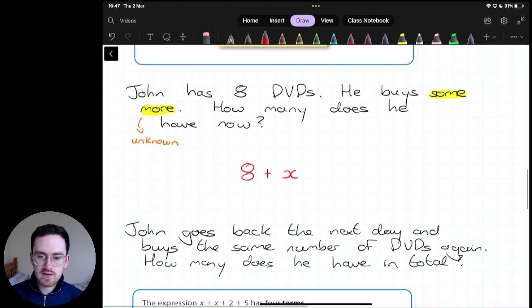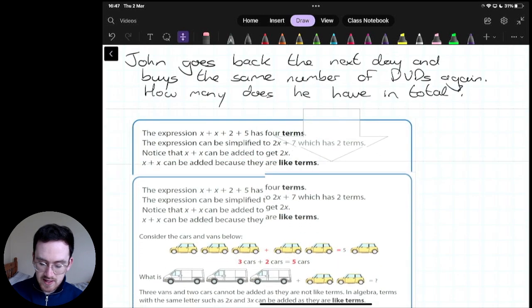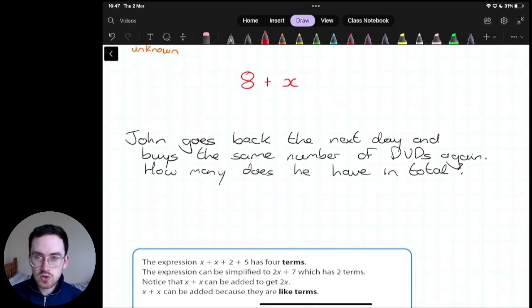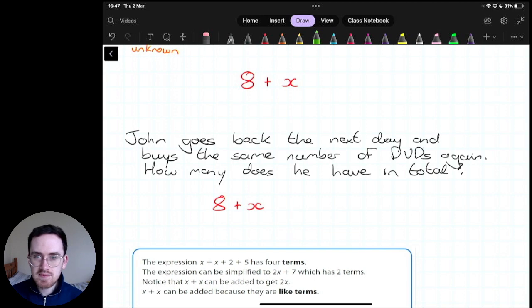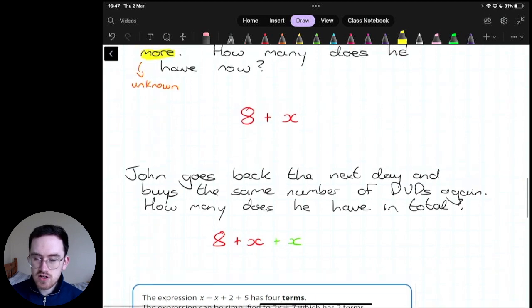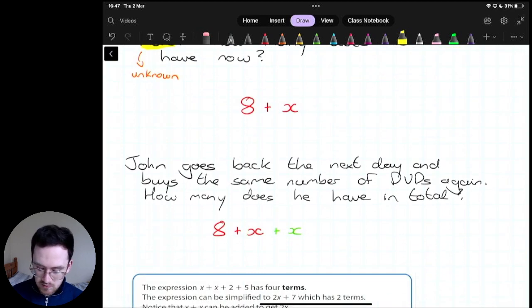In the same vein then, for the second part, John goes back the next day and buys the same number of DVDs again. Okay, how many does he have in total? Well, from the first day, he has 8 plus x, and he's gone back and bought the same amount again. So he has bought x more. Okay, but that's not the simplest way that we could write that. And we need to look back at what we said earlier. The number in front of the x's tells us how many we have. So how many x's do we have here? Well, we have 1 and we have 2. So altogether we could write it as 8 plus my 2 x's.